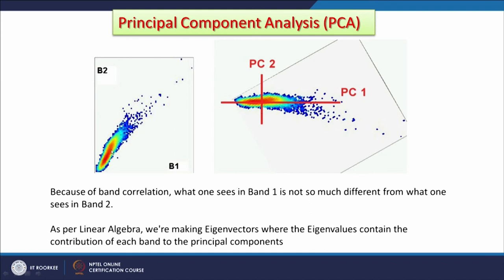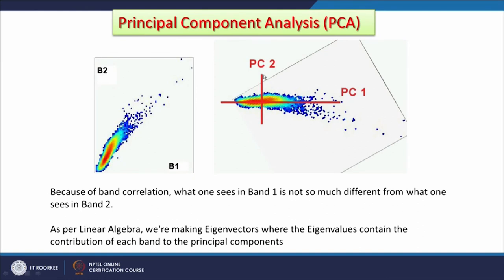Then the origin is shifted to the center and a rotation is applied. So the origin, instead of being here, is shifted here, and principal component 1 is aligned with the maximum variation present between these two bands.